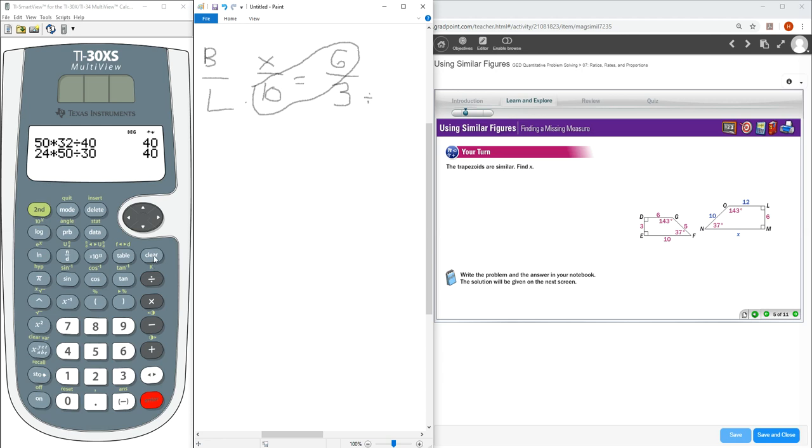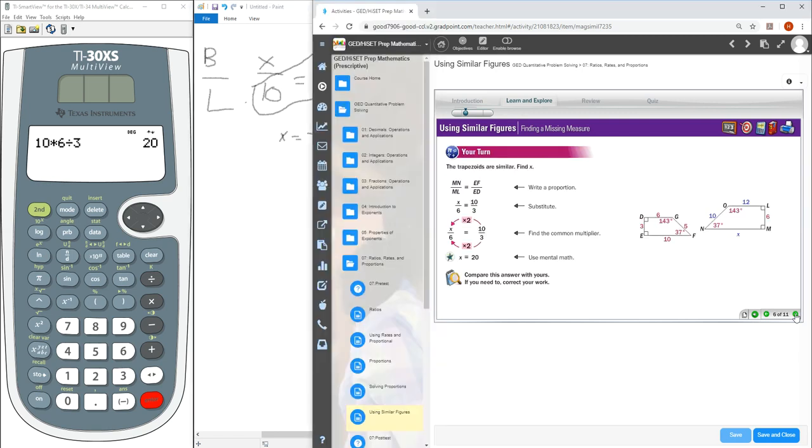We go over to the calculator. 10 times 6, divide by 3. 20. So x equals 20. We knew three things: 1, 2, 3 things. We didn't know a fourth. So the base of this trapezoid is going to be 20. Let's check it out. Perfect, 20.